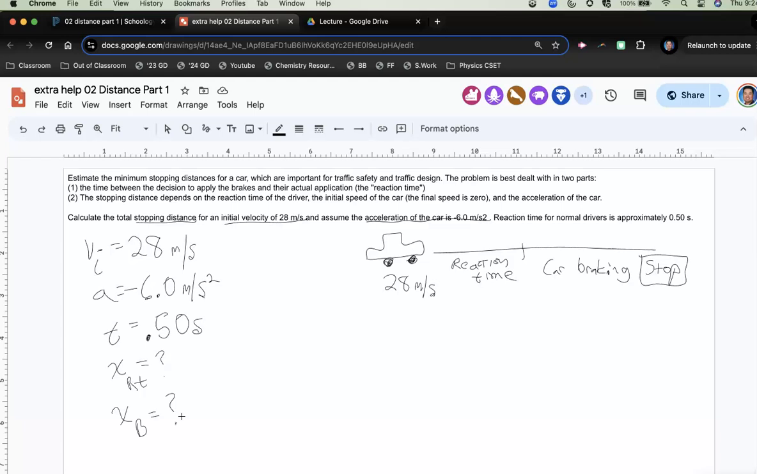All right. We're missing one variable for this problem, and it's going to be VF. We're missing one variable. We have VI, 28. We have A, we have T, we have everything else.